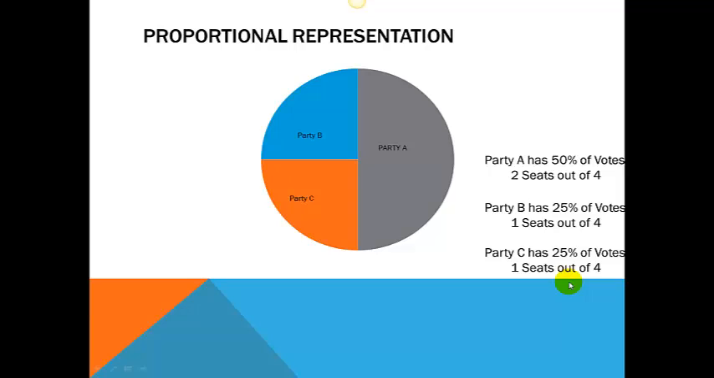If we remember back to first past the post, in this situation, Party A would win all the seats because they had the most votes. So with proportional representation, you get a proportion of the seats based on your share of the popular vote. And with first past the post, you just need the most.